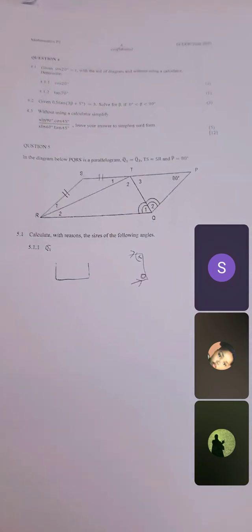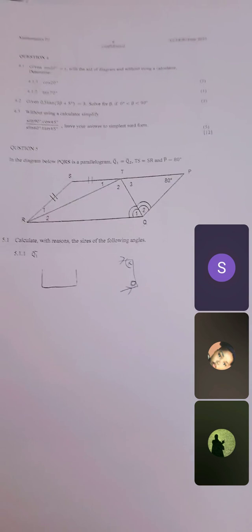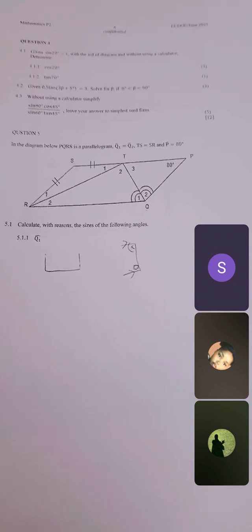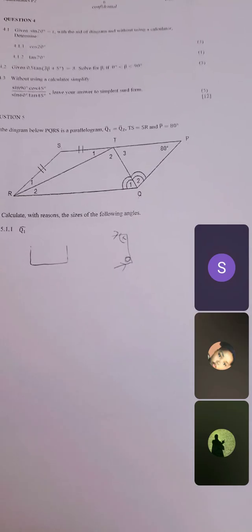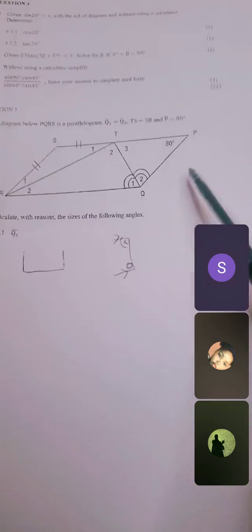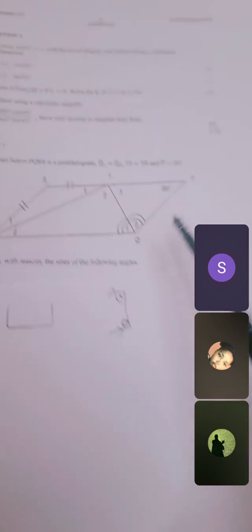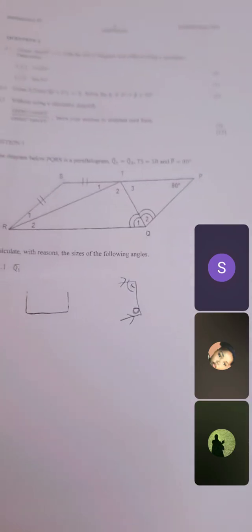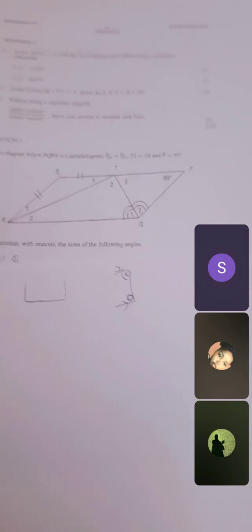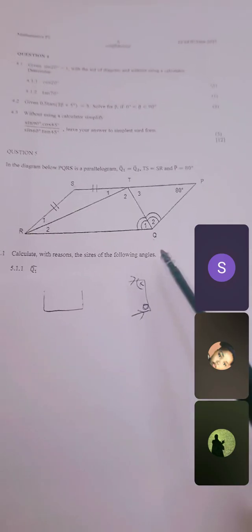If you are going to say that, then you need to first start by letting angle Q1 and angle Q2 be equal to x. The reason why you're calling them both x is because angle Q1, you were told, is equal to angle Q2. So you start right there.